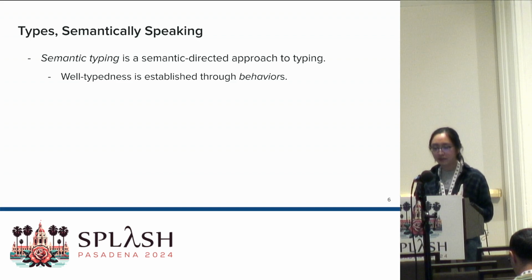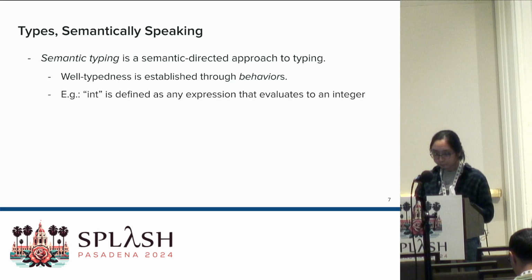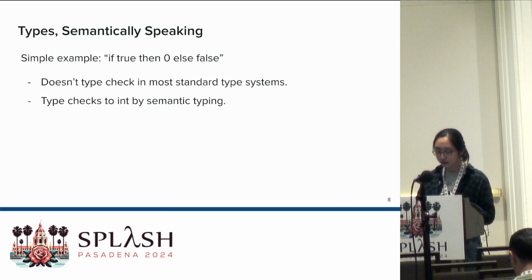In contrast to type systems, which use a logical system as their foundation, semantic types use a semantic model to define the meaning of types. For example, in semantic typing, the type int includes any expression that evaluates to an integer. So to illustrate the difference, let's look at an example. In many type systems, a conditional is required to have the same type for both branches, and thus an expression like if true then 0 else false would fail to type check in such a type system, but it will type check if we use the semantic definition of int.